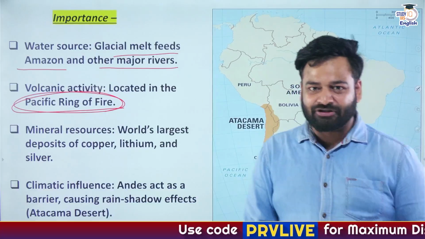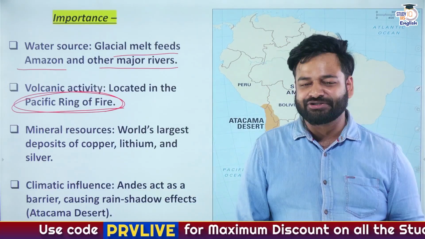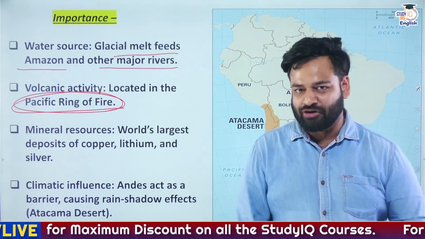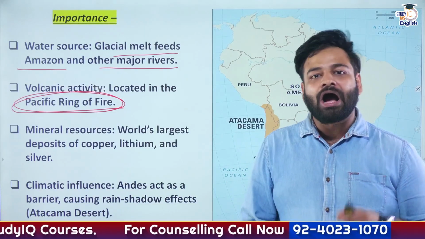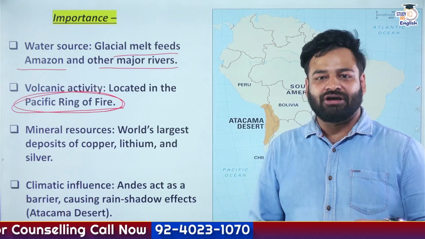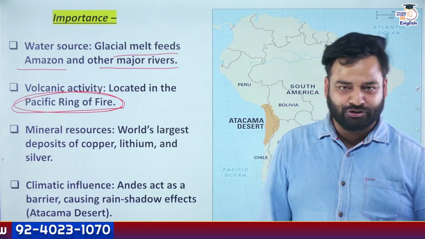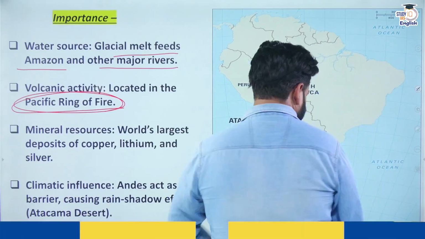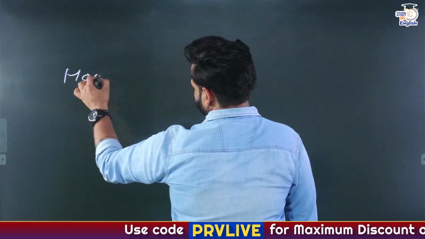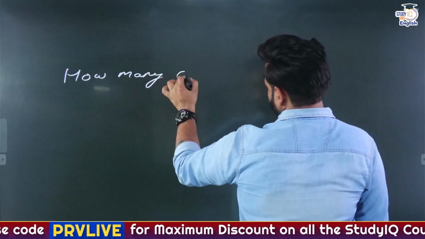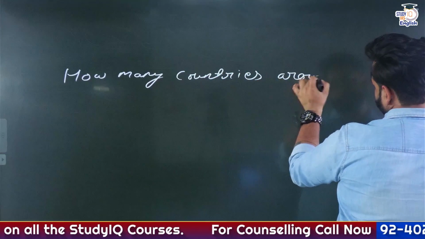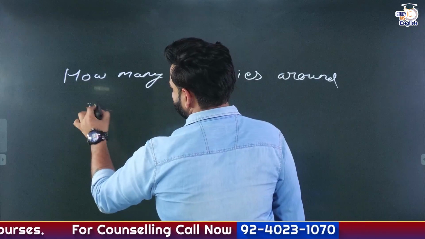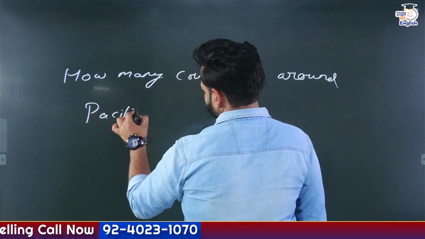I'm sure you are sitting with your atlas. You are opening the page where you find the South American continent, or the Latin American continent as well. And there you just need to find out how many countries surround this Pacific Ring of Fire. So what is your homework? Just note down the homework: how many countries around the Pacific Ring of Fire?